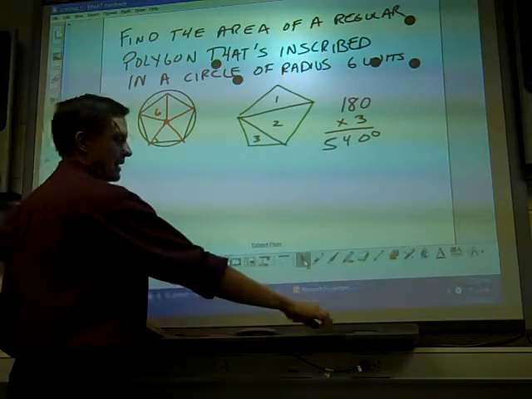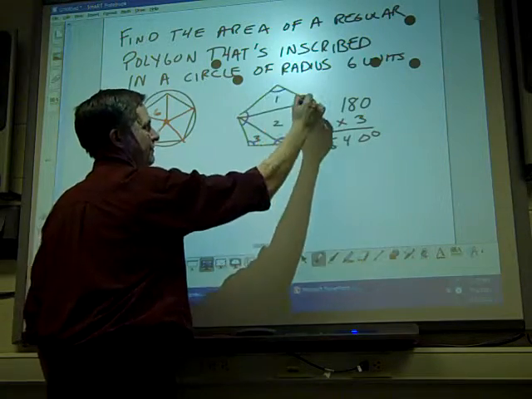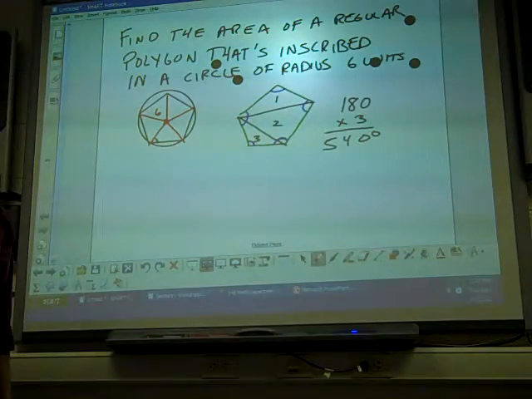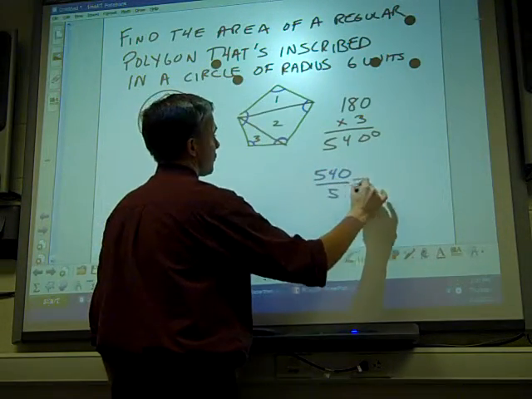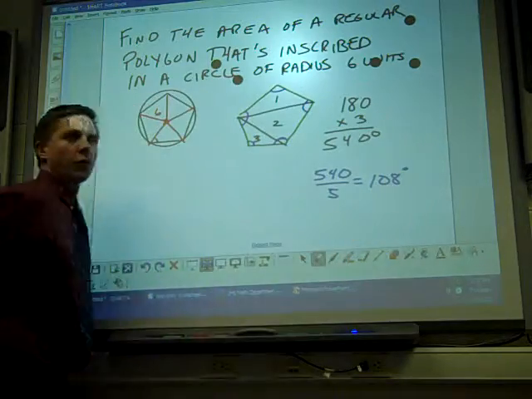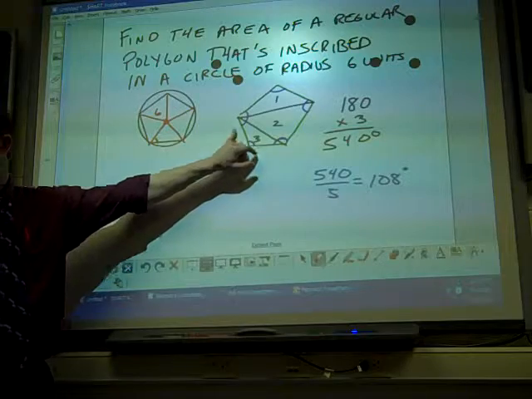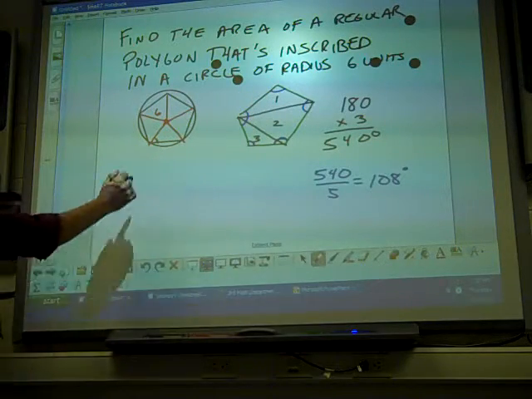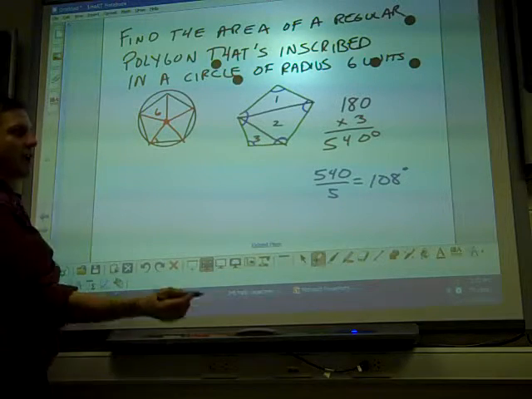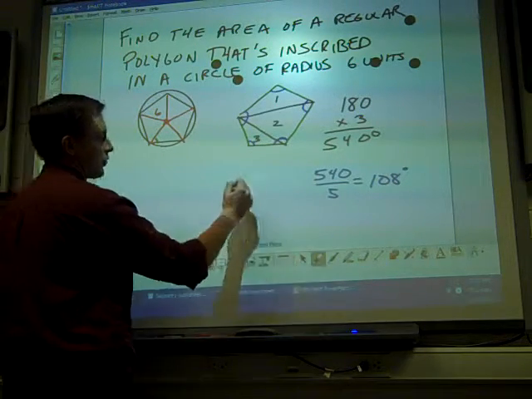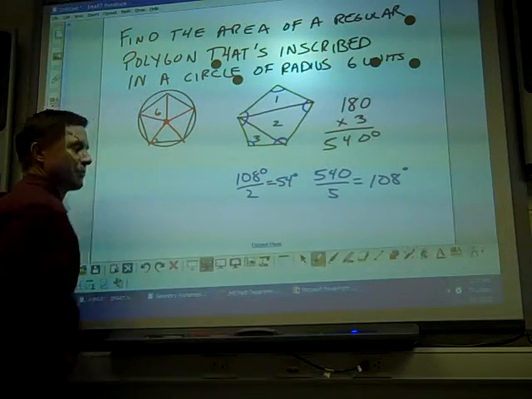Again, if you look at the pentagon this time, there are how many of these angles? 5. So it's 540 divided by 5, which is 108 degrees at each vertex. So what would be just one of these then? 108 divided by 2 would be 54 degrees, because, again, it's regular. Everything is bisected. Everything is exactly the same length.